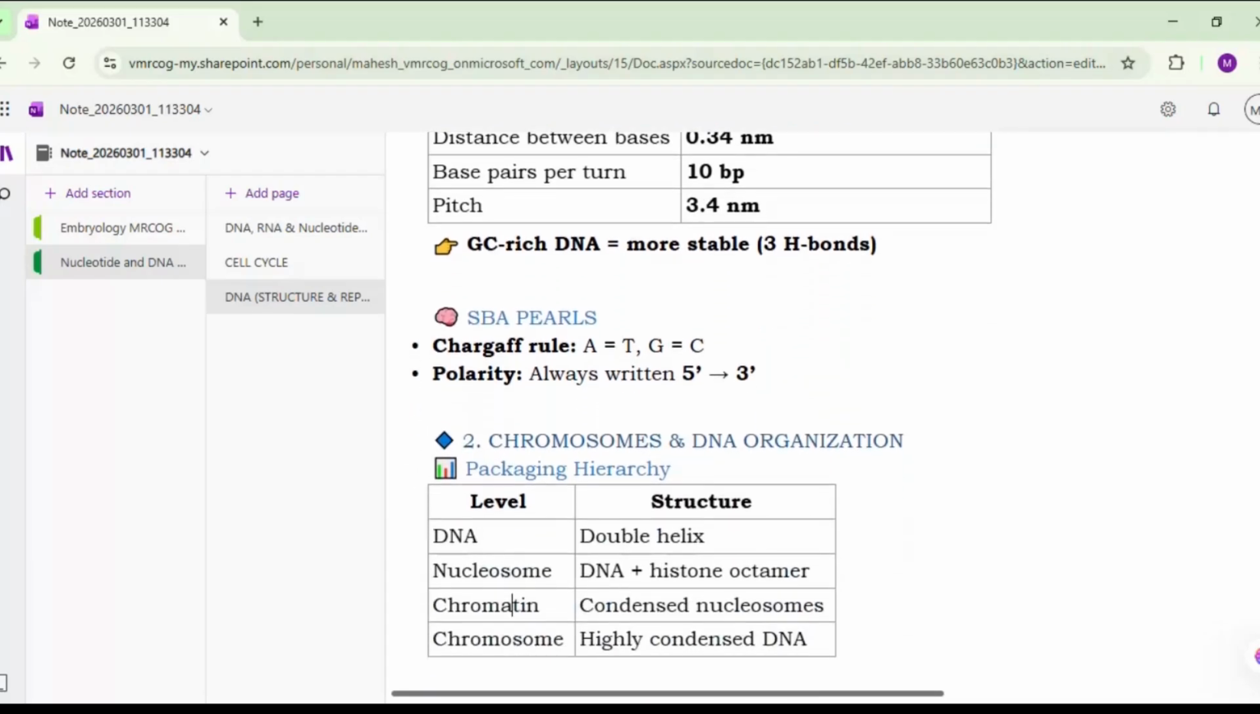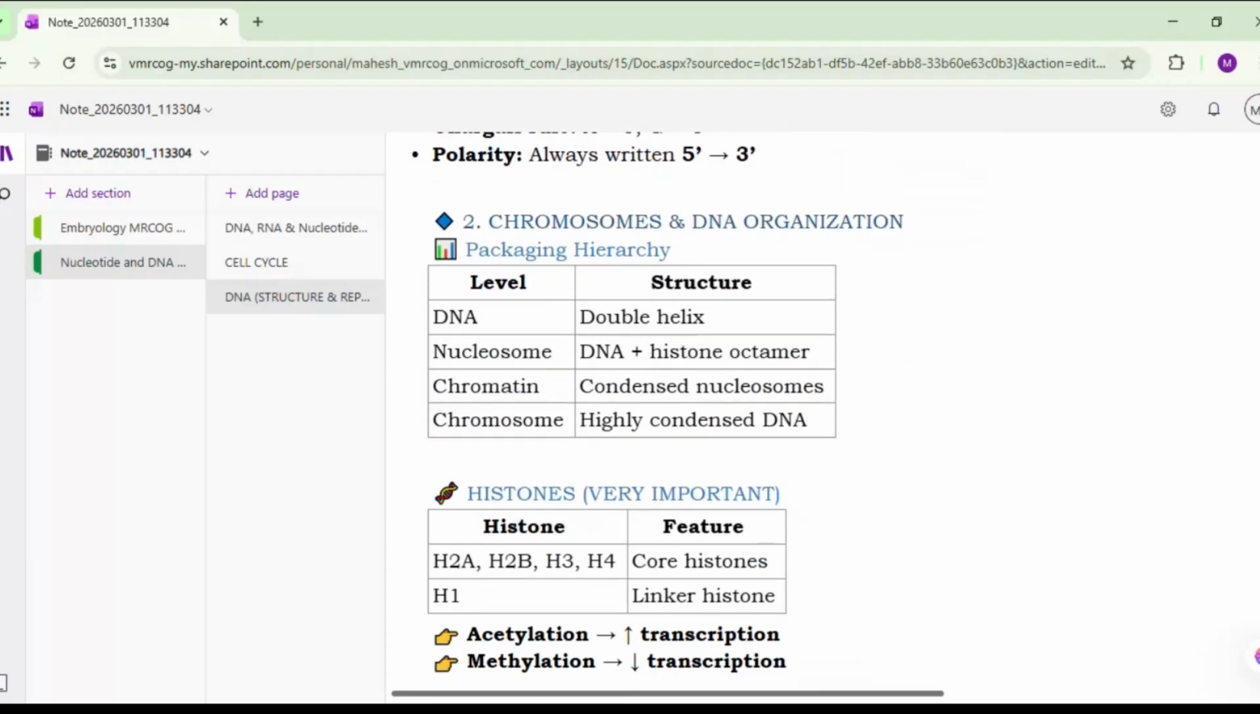Okay, now let us see chromosome and the DNA organization. So DNA is a double helix. Nucleosome is a DNA plus histone octamer. Chromatin is a condensed nucleosome and chromosome is a highly condensed DNA. Okay, so when you have the DNA, the structure is a double helix. Nucleosome will have the DNA plus histone octamer, which we'll see in the figure now.